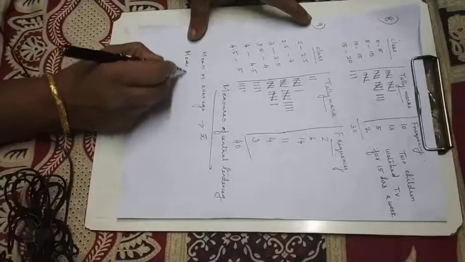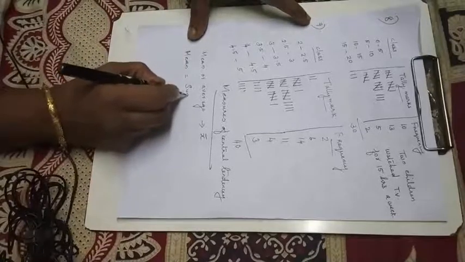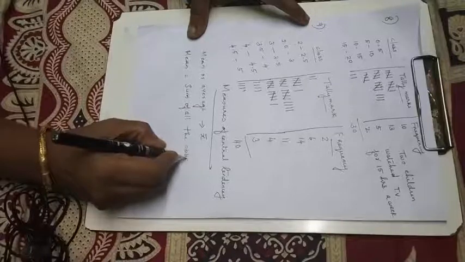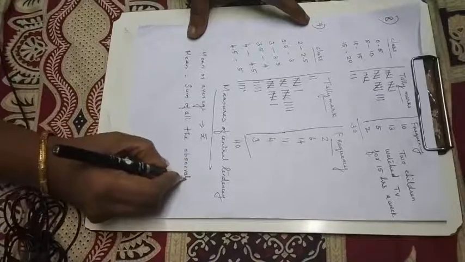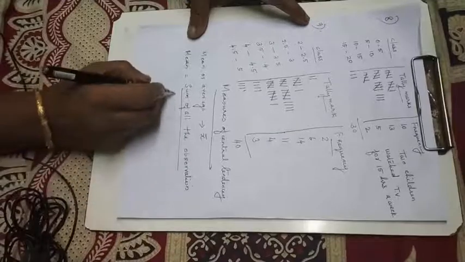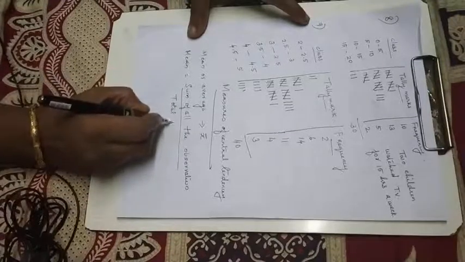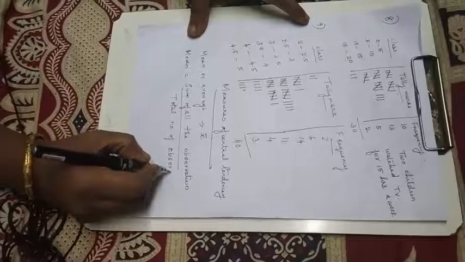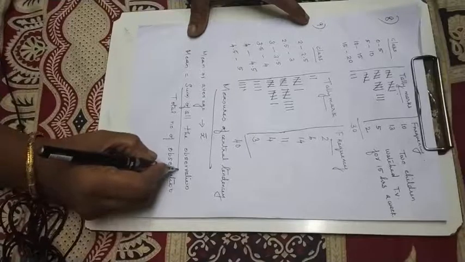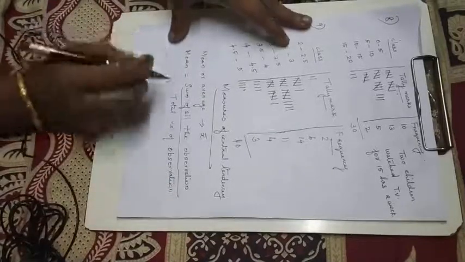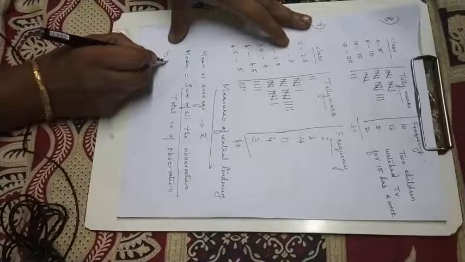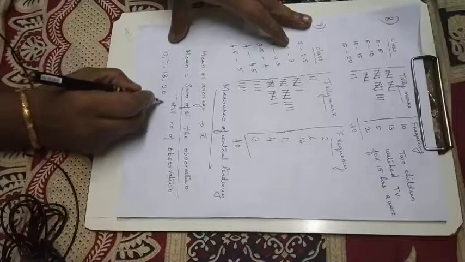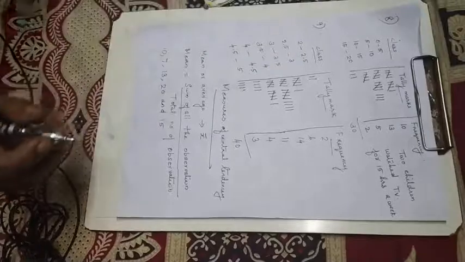Mean means sum of all the observations divided by the total number of observations. Now look here. Five observations are given: 10, 7, 13, 20 and 15. So 5 observations are there.